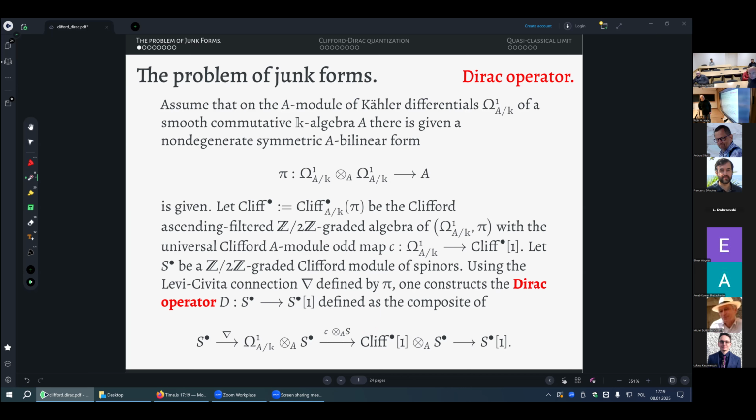Sorry, just a quick question. Your A is still commutative, right? A is commutative. Yes, smooth commutative, of course.